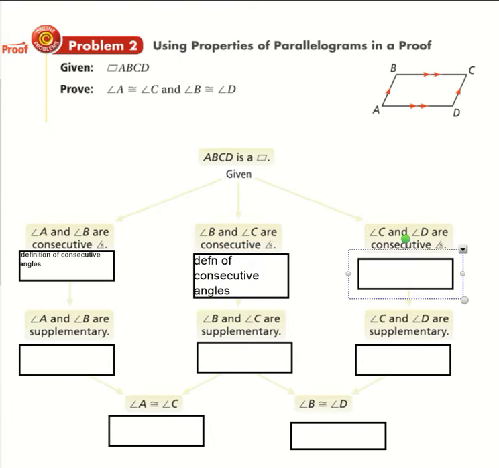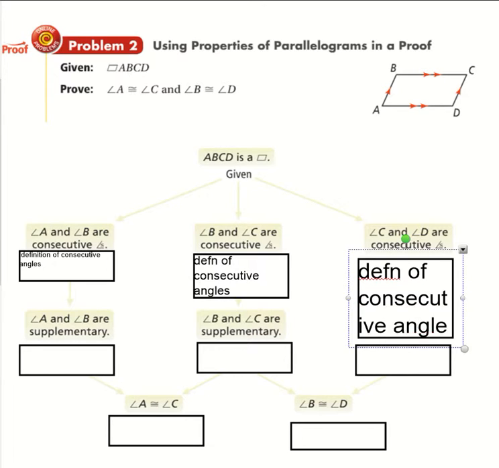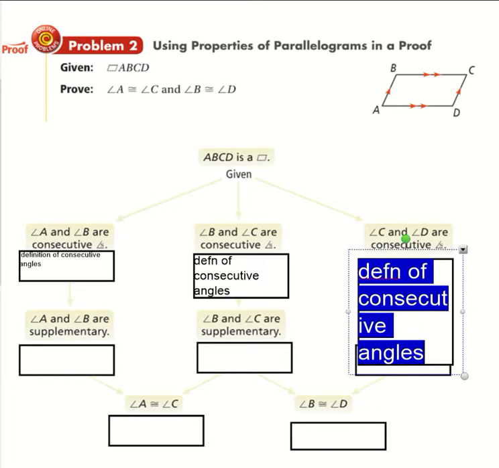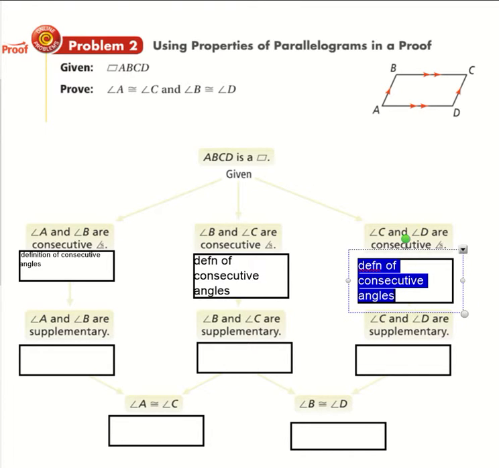Angle C and angle D are consecutive angles. Wow, that looks like another definition of consecutive angles. There we go. Okay, well that was pretty easy. Angle A and angle B are supplementary. Well, how do we know that?